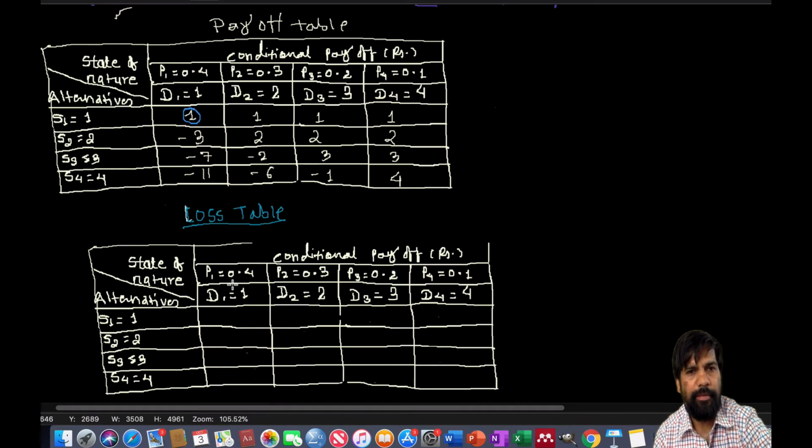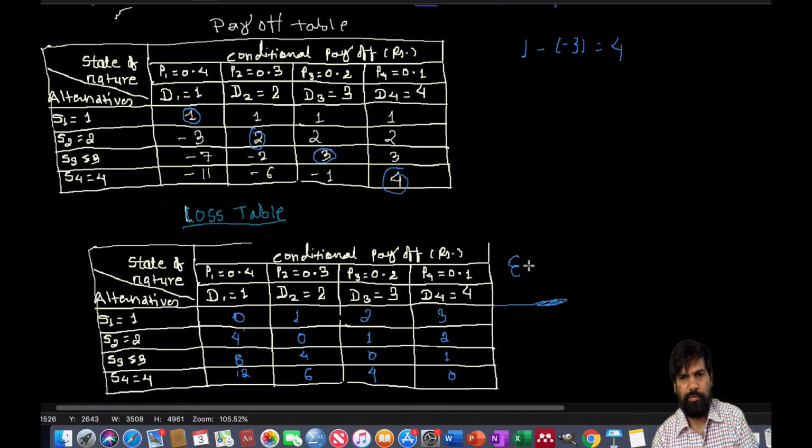That means 1 minus 1 became 0. Now, 1 minus minus 3: when we see it on the rough side, 1 minus minus 3 is equal to 4. So the value would be 4 here. Similarly, in the second column, the highest value is 2, so all these elements are subtracted from 2. That's why 2 minus 1 is 1.